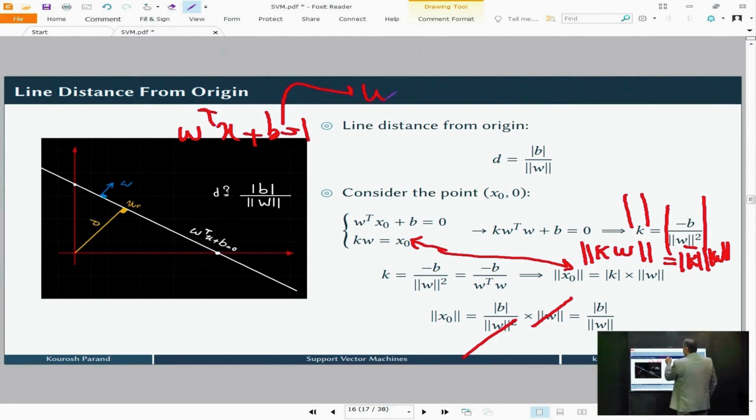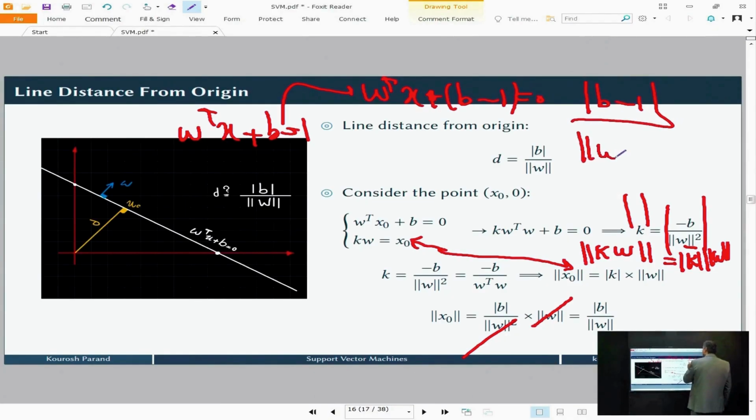We write this as w transpose x plus b minus 1 equals 0. So what does its value become? The absolute value of b minus 1 over the norm of w. I should say it is in this manner. Correct. Okay, now let's move on.